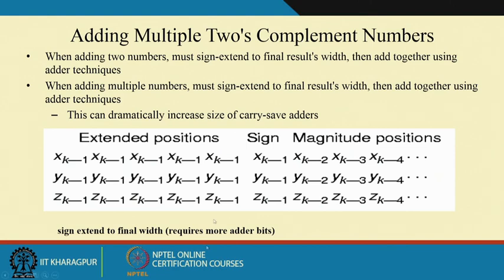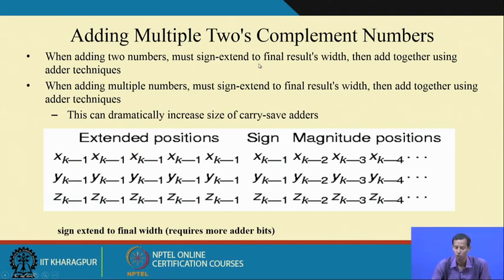In this particular example, this is the magnitude position and this is the sign, and this sign has been extended to fill the vacant positions which we did not consider in unsigned multiplication. When adding two numbers, they must be sign extended to the final result width and then added together using the adder technique to get proper results. This can dramatically increase the size of the carry save adder.